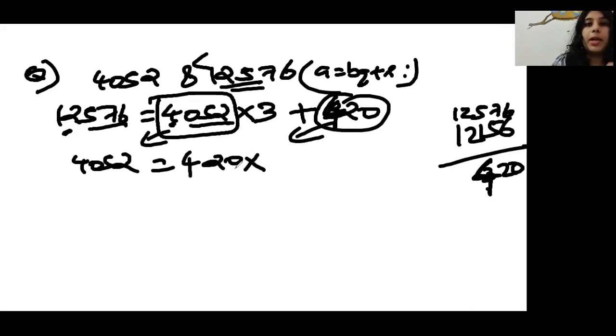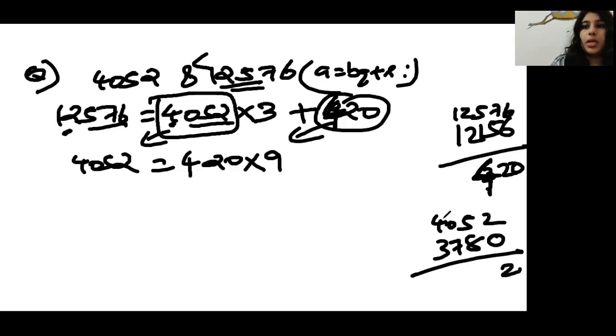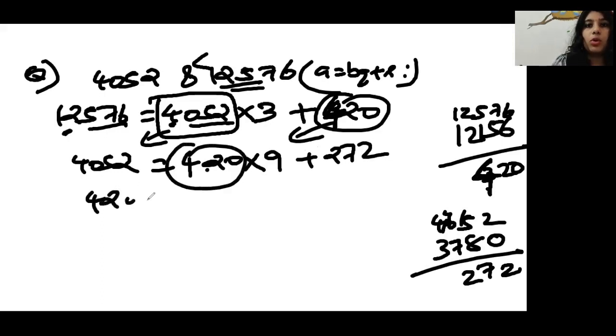420 multiplied by which number? If I take 10, it will exceed, it will be 4200, so I know that I cannot take it. So multiplied by 9. What is 420 multiplied by 9? 0, 9 2s are 18, 9 4s are 36 plus 1, 37. If I subtract this from 4052, it will be 272. Yes, plus 272. Now again, this 420 will be my A, and this 272 will be my B.